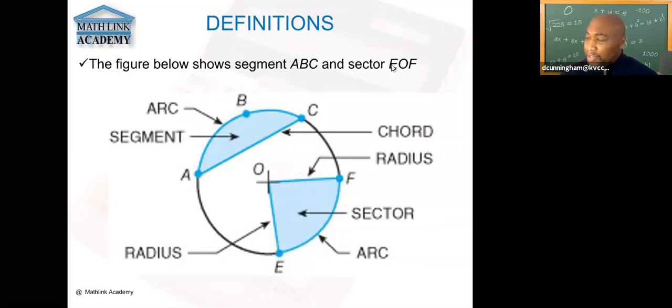Again, I want to re-emphasize this chord. I'm going to go here. This chord is line AC. Here's our chord, line AC. That's a chord. And this is a radius, and another one together is radii. So that's our definition that we talked about earlier.